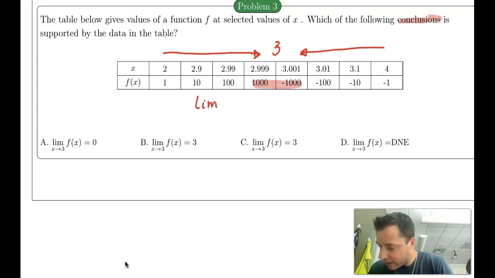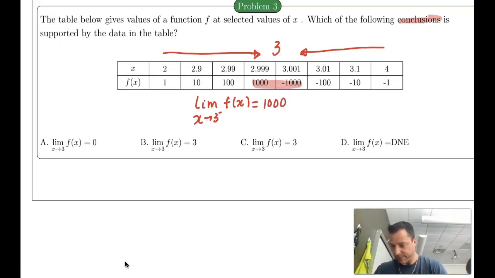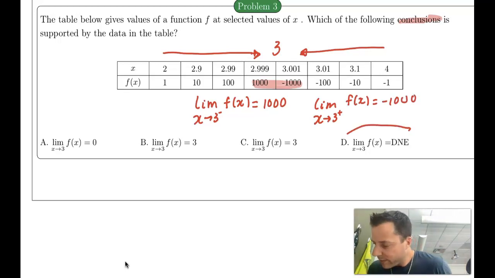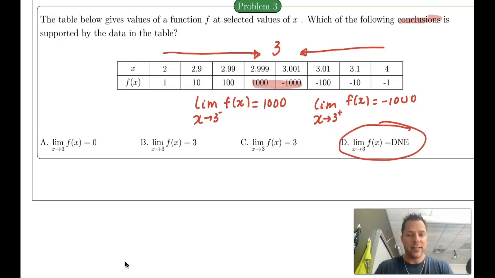So basically, as we approach 3 from the left, we're approaching 1,000, probably going to infinity: 10, 100, 1,000. But as we approach 3 from the right, we're going down to negative 1,000, excuse me. Those numbers don't match. Because the left and right hand limits don't match, the limit at 3 does not exist.